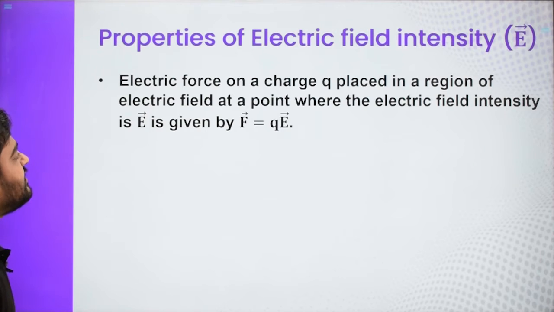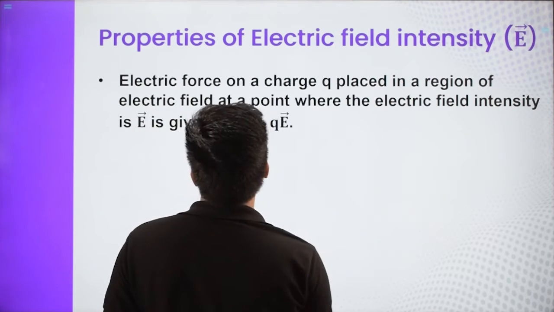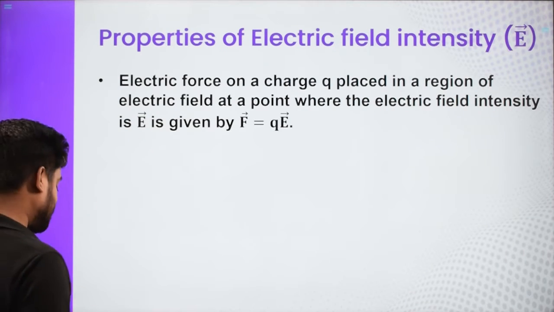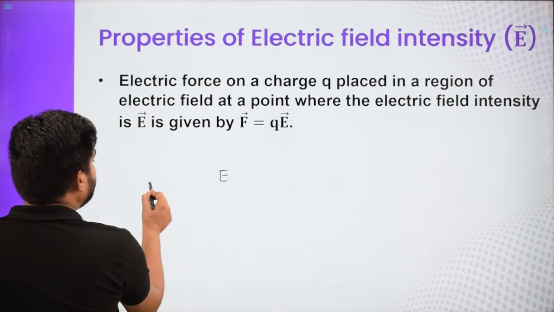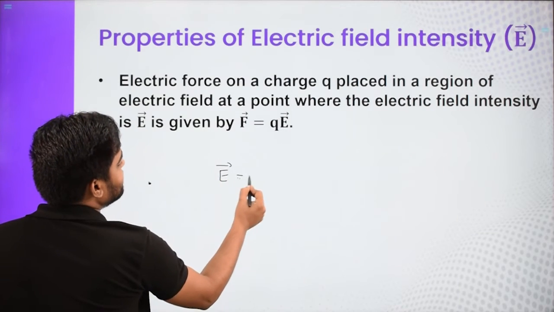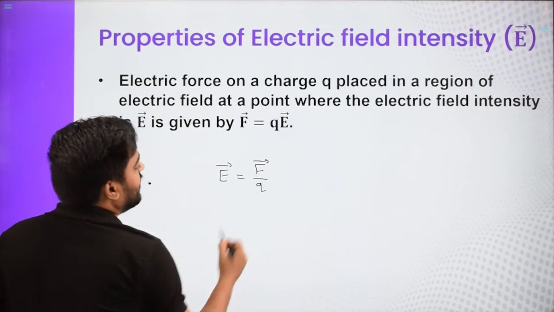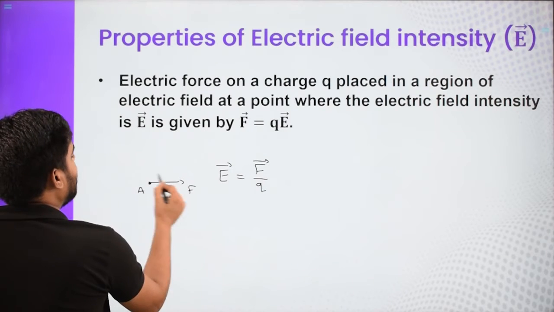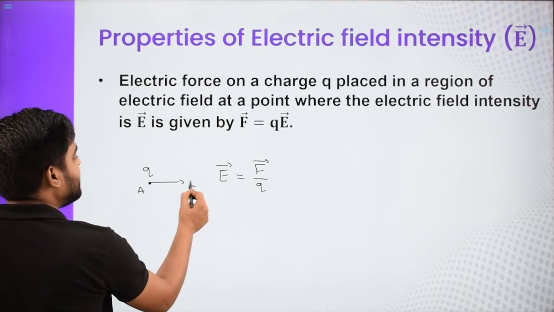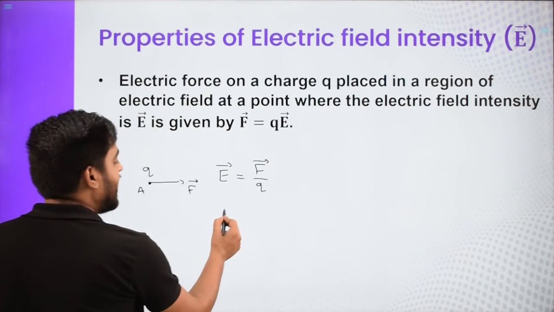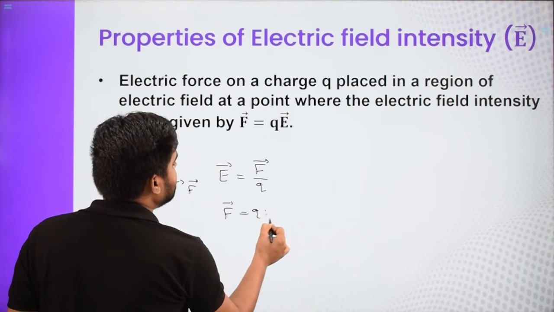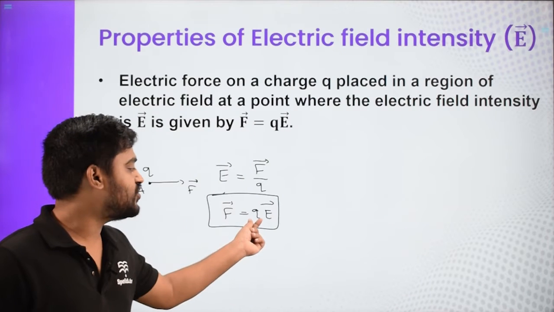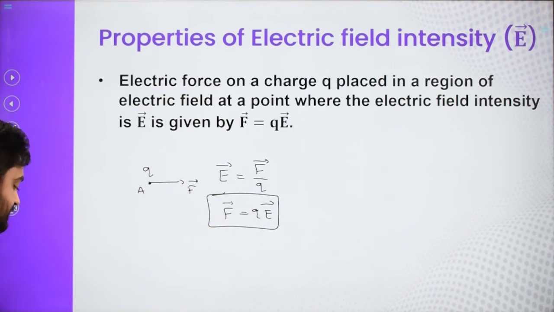Now, properties of electric field intensity. Next property is electric force on a charge Q placed in a region of electric field at any point where the electric field intensity is E is given by F is equal to Q times E. See, at any particular point, how have we defined E? Electric field intensity is nothing but force experienced per unit charge. Now if you want to get the force, at this point where the electric field intensity is E, a charge Q when placed over here is experiencing F vector force, and that we will say F vector is nothing but Q times E vector. So it is important that you remember this relationship. This is the force experienced by Q charge when placed in E electric field intensity.